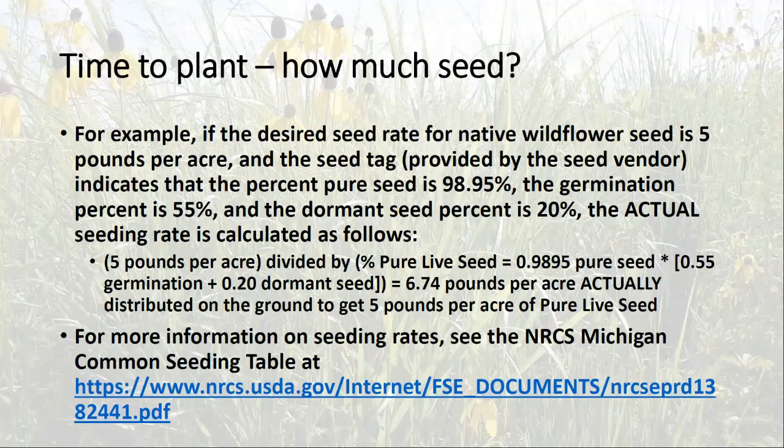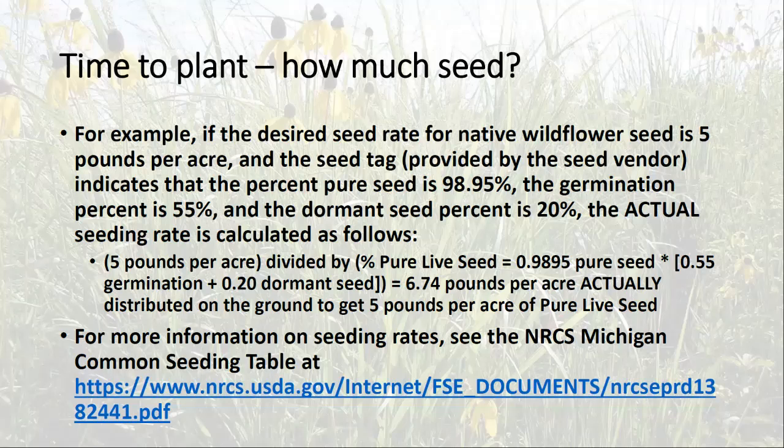So back to one component of the last example, if your desired rate or your goal rate for native wildflower seed is 5 pounds per acre, then you need to adjust this based on certain factors, like the information provided by the seed vendor. So if your seed tags indicate that the percent pure seed is 98.95%, the germination percent is 55%, and the dormant seed percent is 20%, then you can adjust your actual seeding rate or your bulk seeding rate by running a calculation as follows.